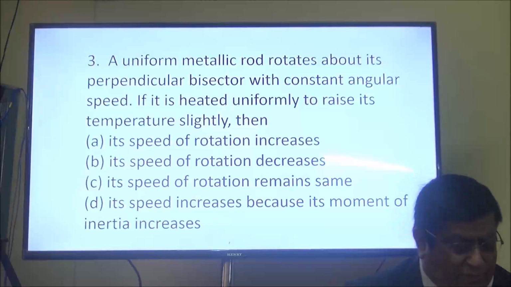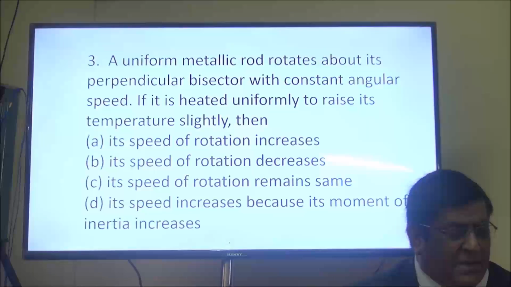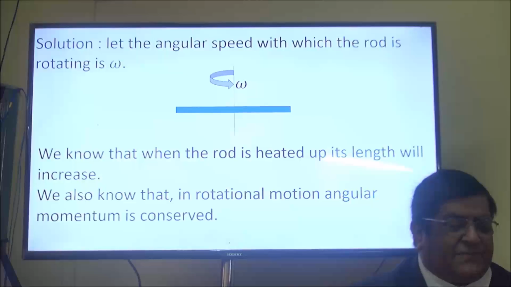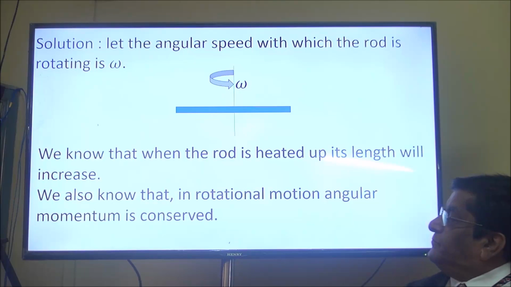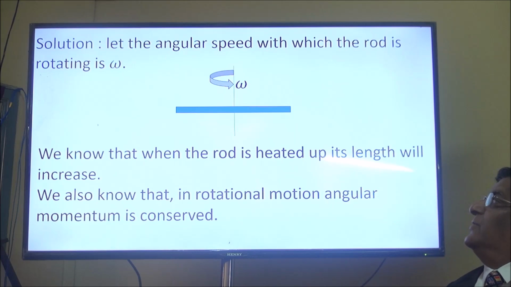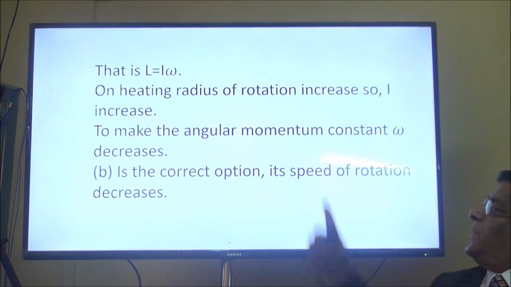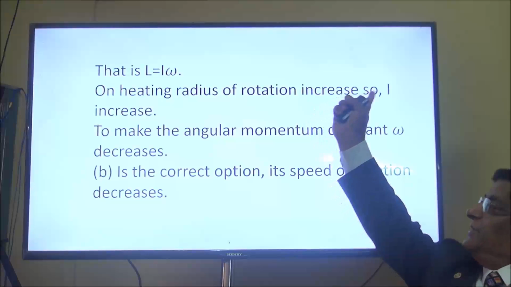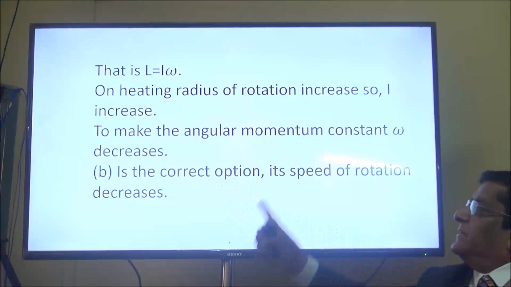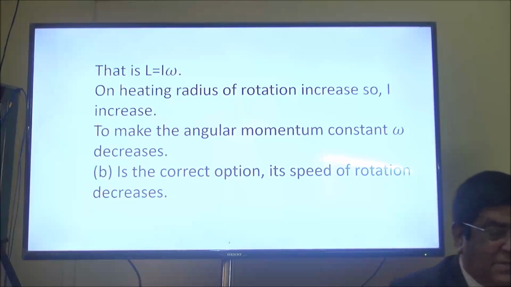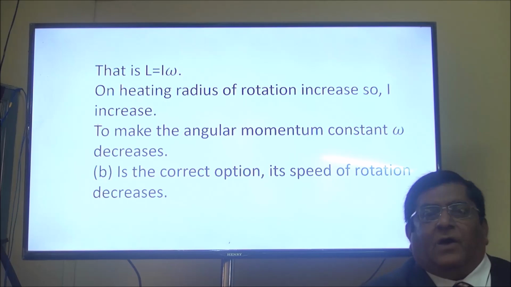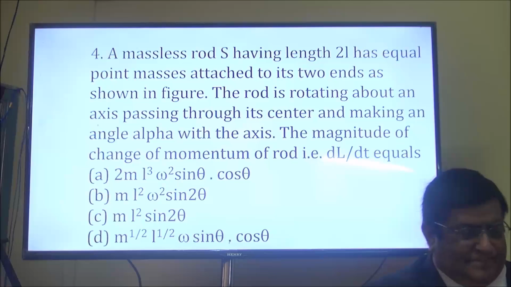Now we go to the next question. This is the answer for this. L is equal to I omega. That remains constant. On heating, the radius of rotation increases, I increases, omega decreases. Therefore our answer will be B. Right? Okay. Now we go to the next question.